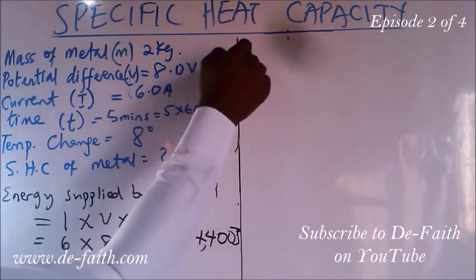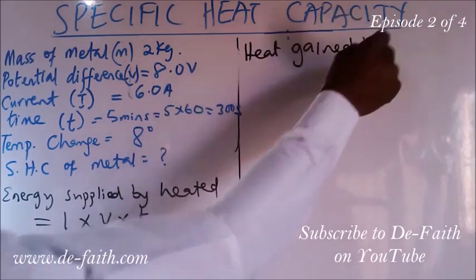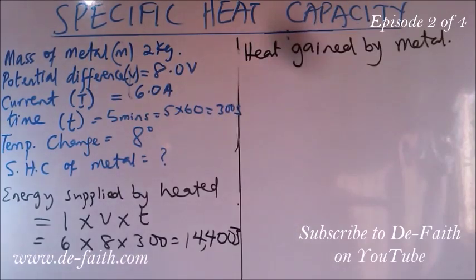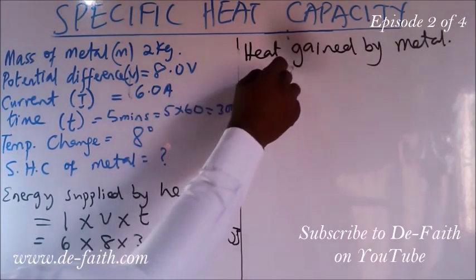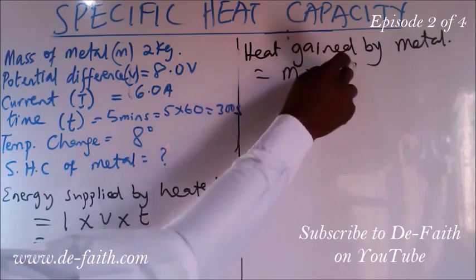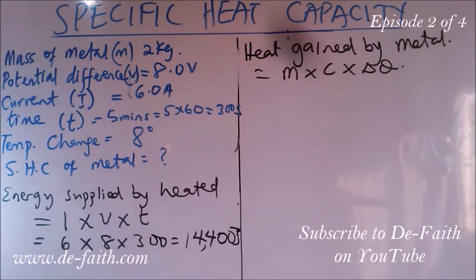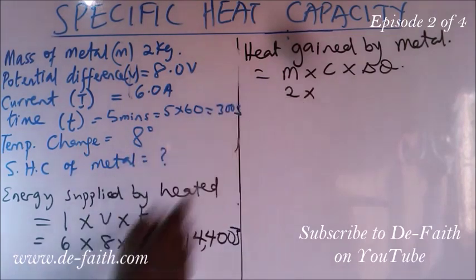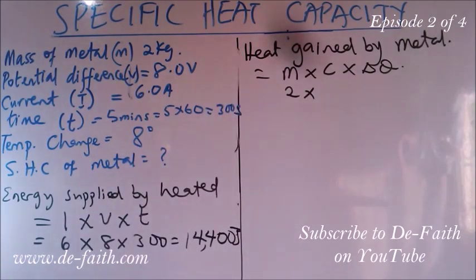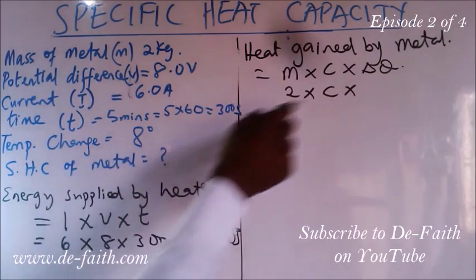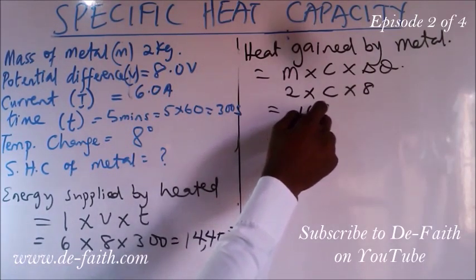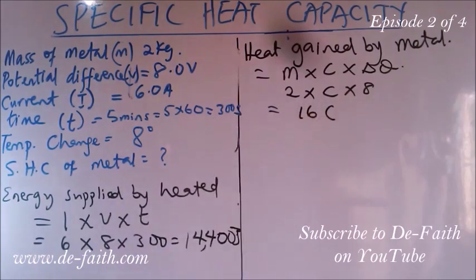Okay, then heat was gained by the metal, and the heat that was gained by the metal is taken as mass of the metal times specific heat capacity of the metal times change in its temperature. The mass of the metal in the question is 2 kg. Specific heat capacity we do not know, so we have it as C. Then the change in temperature is 8. 2 times 8 is 16C, where C is the specific heat capacity.